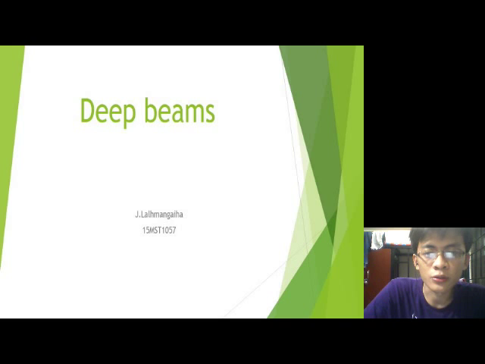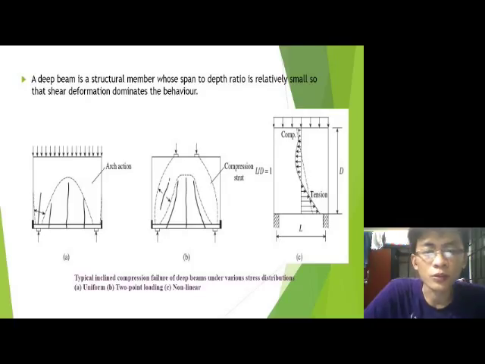My video presentation is regarding deep beams. First of all, what is a deep beam? A deep beam is a structural member whose span to depth ratio is relatively small, and in this, shear failure is dominant, as we can see from the figure.